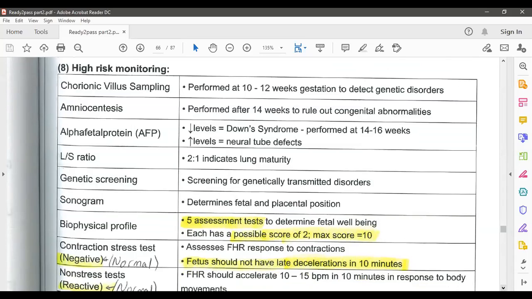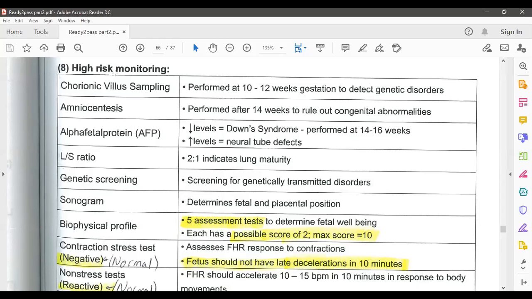Now going on, another topic that is super important for the NCLEX board is called high risk monitoring. So if the mother or the baby is at risk, how do we have to monitor? Listen to me very carefully. It is very important.